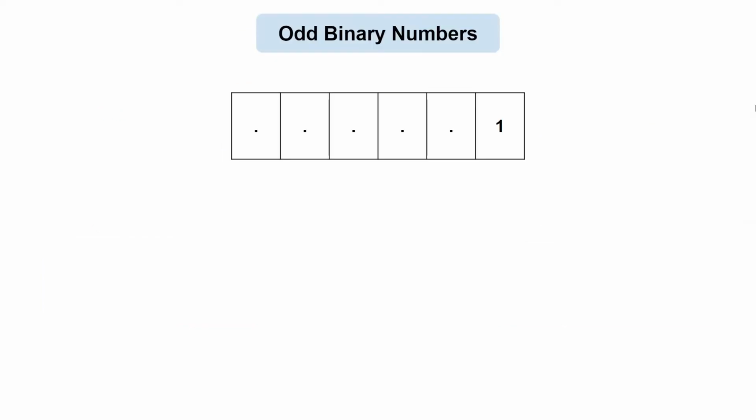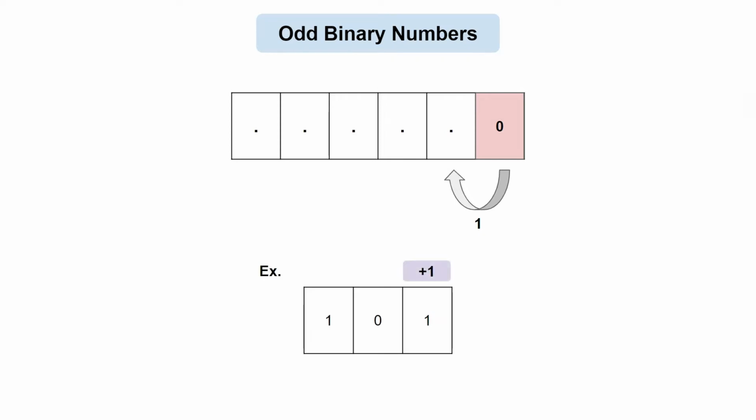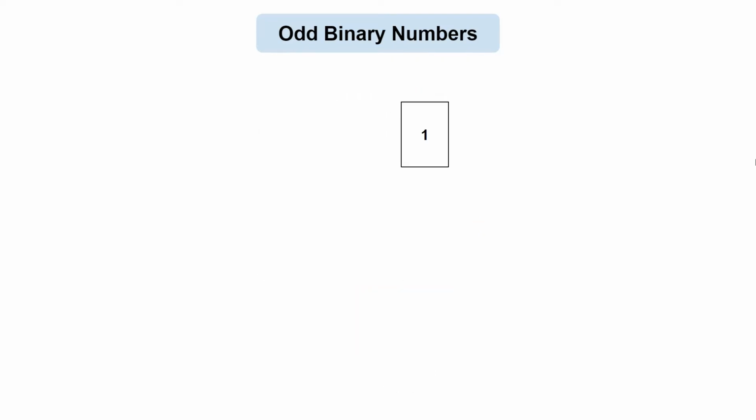For any odd binary number, adding 1 turns it into an even number with the last digit 0, and a 1 is carried over to the second last digit. Like 101 plus 1 is equal to 110. If there isn't a second last digit, the 1 is carried over and results in a new bit. Like 1 plus 1 is equal to 10.